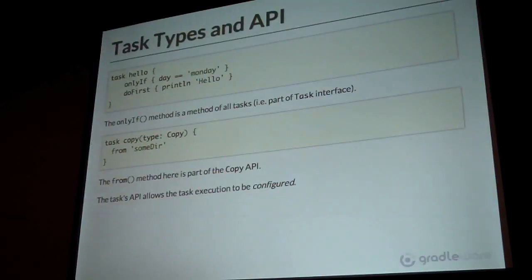Now the question is, how is this, for example, this Copy implemented? This is a class, right, a regular Java or Groovy class. How is that implemented, and could you do that yourself?